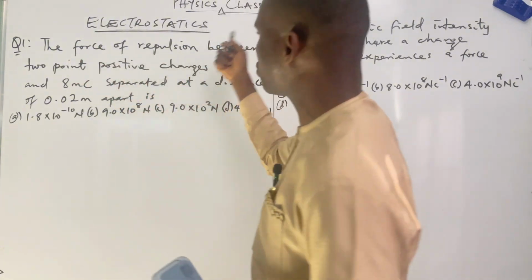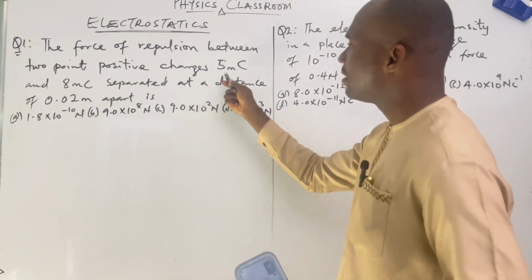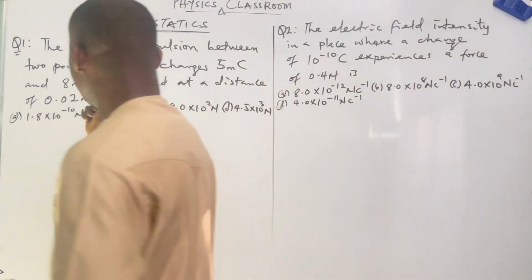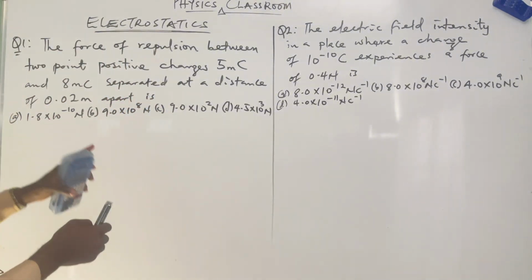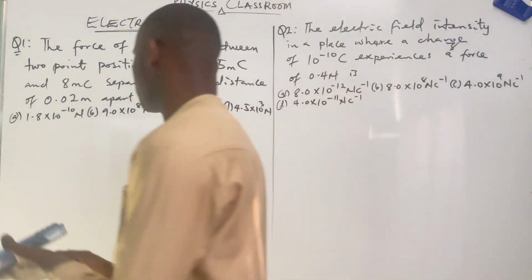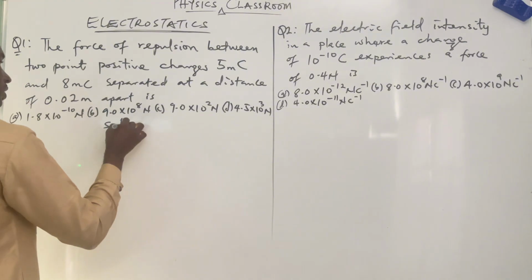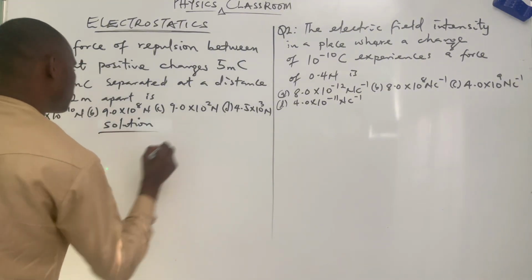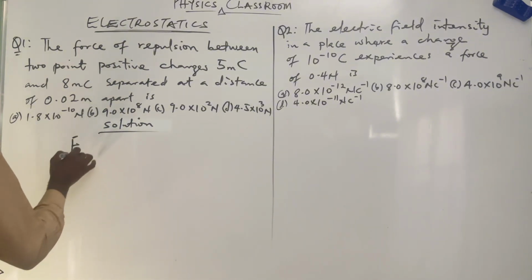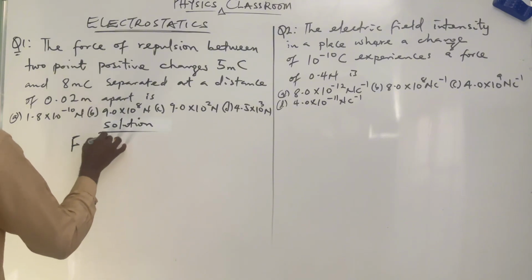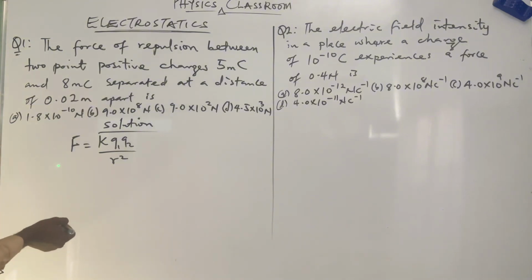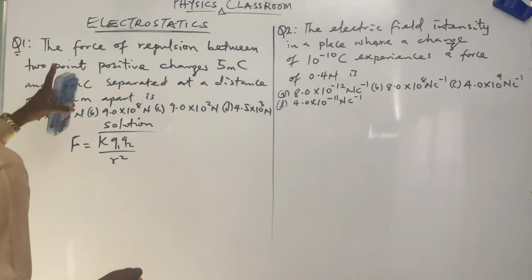The force of repulsion between 2 point positive charges, 5 millicoulomb and 8 millicoulomb, separated at a distance of 0.02 meter apart is, how do we approach this question? It's very simple. The solution goes thus. You just recall Coulomb's law that says F is equal to KQ1Q2 all over R squared. And what are we looking for? We are looking for the force of repulsion.